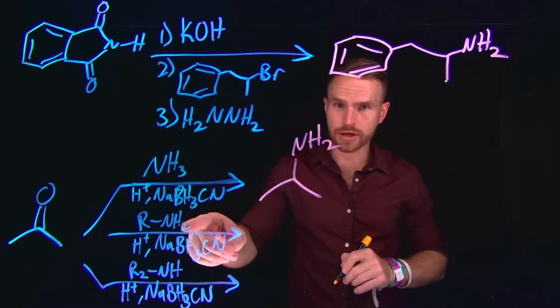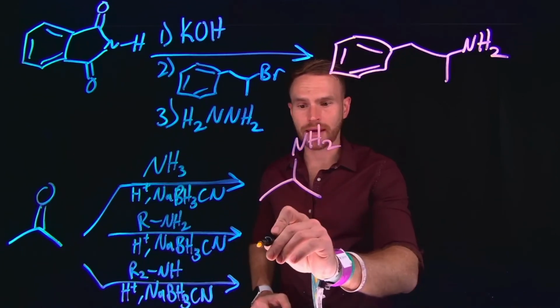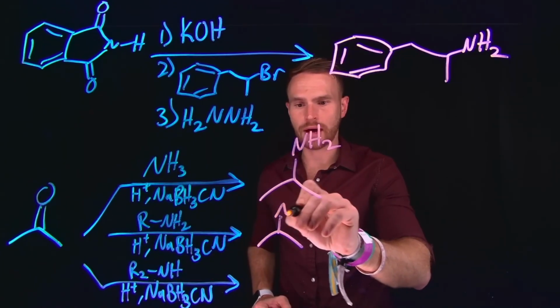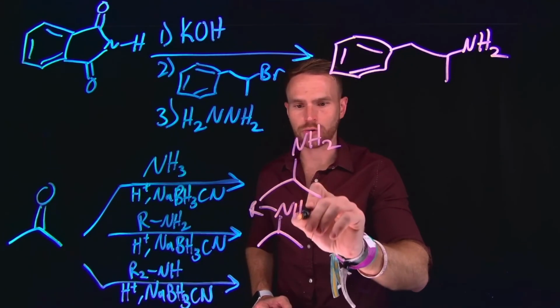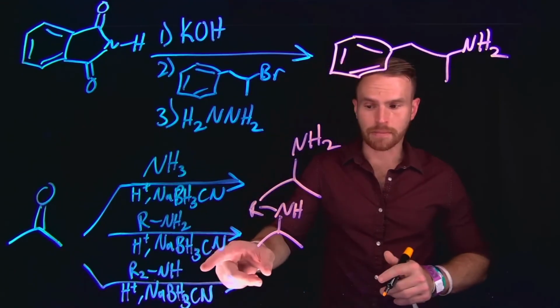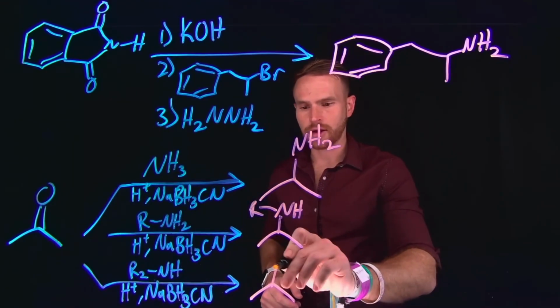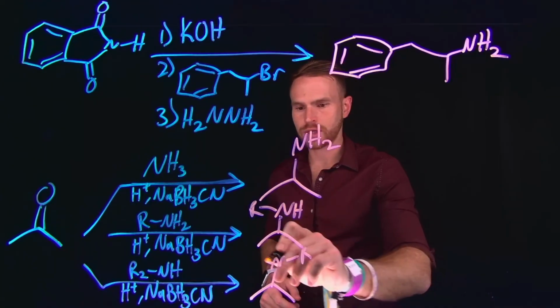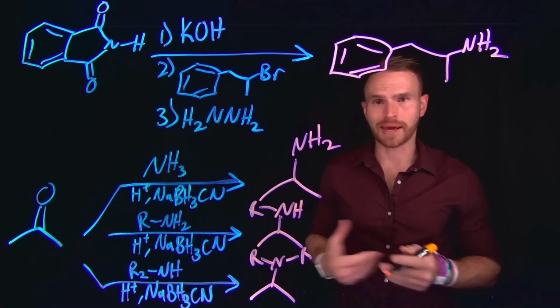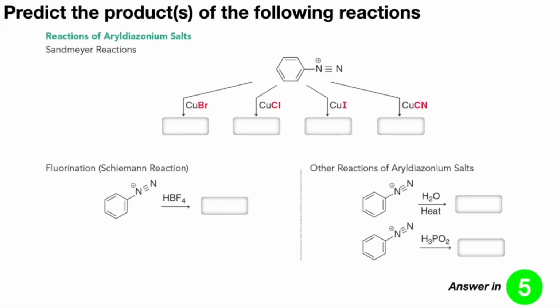Using a primary amine as our starting material, we would make a secondary amine where you have a nitrogen attached to two R groups. And starting with a secondary amine, we can make a tertiary amine. So in this case, there are going to be three R groups coming off of that nitrogen, making it a tertiary amine. Now let's talk about the reactions of aryl diazonium salts.